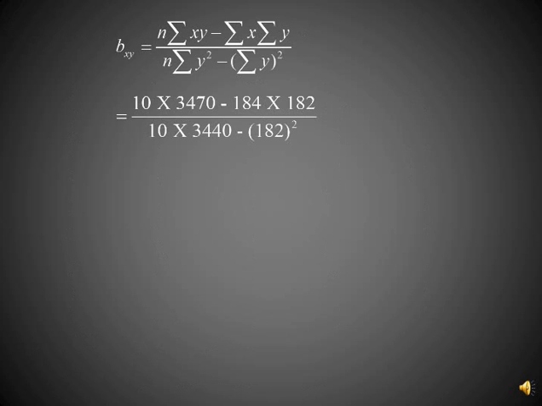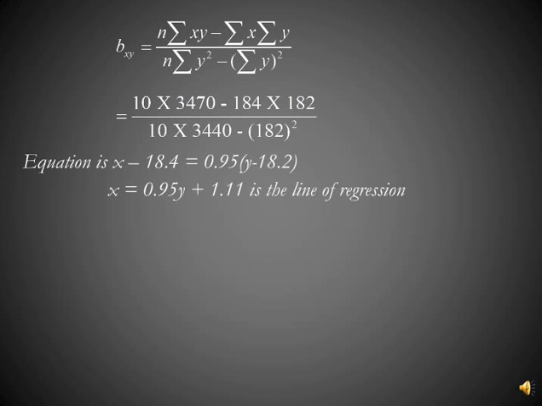Now bxy is n sigma XY minus sigma X into sigma Y, divided by n sigma Y square minus sigma Y whole square. So putting all these values, we get the value of bxy to be 0.95. So the equation becomes X minus 18.4 is equal to 0.95 into Y minus 18.2. This can be written as X is equal to 0.95Y plus 1.11, which is the required line of regression we had to find.